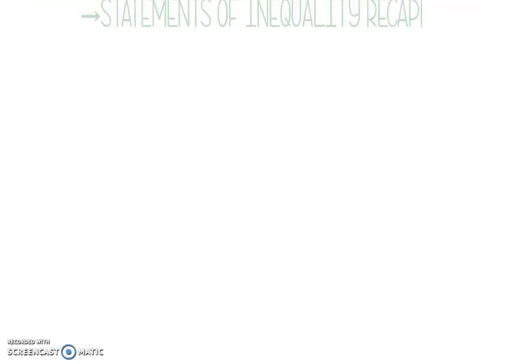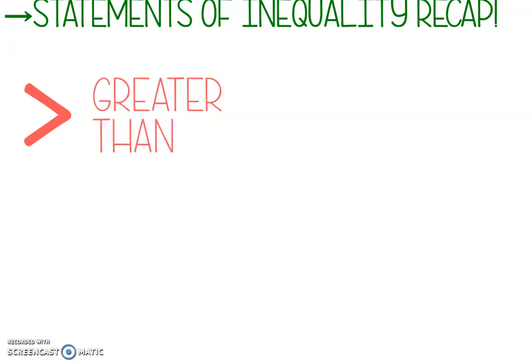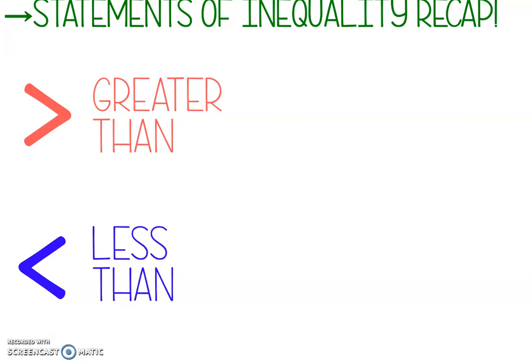All right, guys, so today we're going to do a quick recap of how to write statements of inequality. We talked about in class our inequality symbols, and the first one we're going to look at is where the mouth comes first and then the point is second. That is our greater than symbol. The other inequality symbol that we looked at was the opposite of that, where the point comes first and then the mouth is second. And that is the less than symbol.